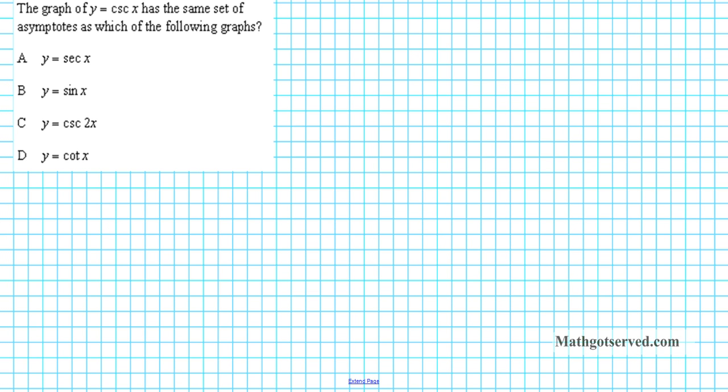All right, let's take a look at the last question. It says, the graph of y equals cosecant x has the same set of asymptotes as which of the following graphs? So remember, if we express these using the appropriate identities, we can know where their asymptotes are located. We know that y equals cosecant x can be expressed using the reciprocal identity as 1 over sine x. So if any of these functions has a sine in the denominator, if we use quotient or reciprocal identities, then that will be our correct answer.